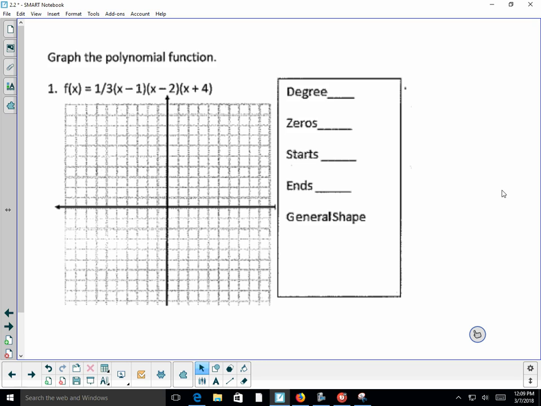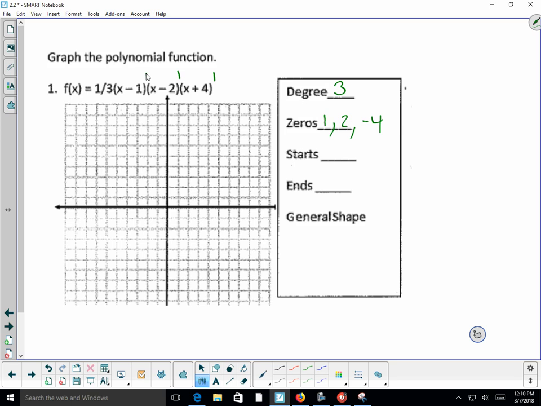3, right? Because this is x minus 1 to the first, x minus 2 to the first, x plus 4 to the first. Just add up the degrees on each of the factors, and you'll get your degree. So this is degree 3. What are the zeros for this function? What are zeros going to be here, Emily? 1, 2, and -4. Do people agree with that? 1, 2, and -4.